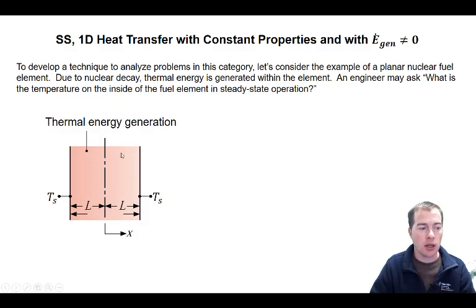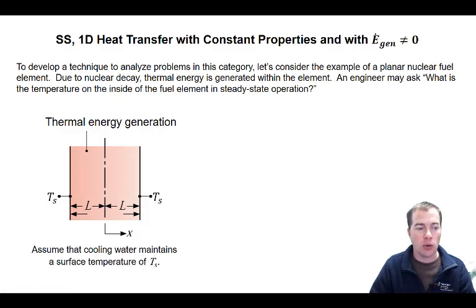Here we see a sketch of the fuel element. It has an overall thickness of 2 times L. Here we are using the variable L to denote the half thickness of the element. We will assume that there is a flow of cooling water that maintains the surface temperature of the fuel element at a temperature denoted by T sub S.